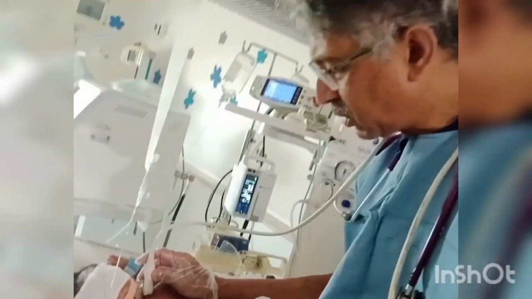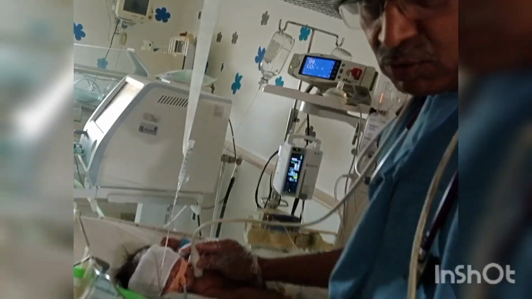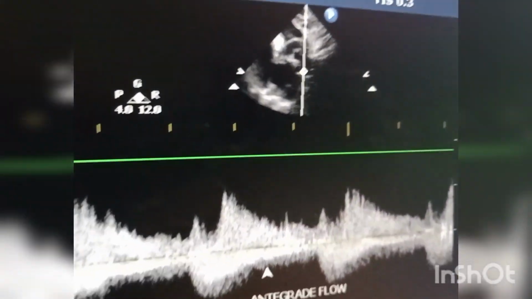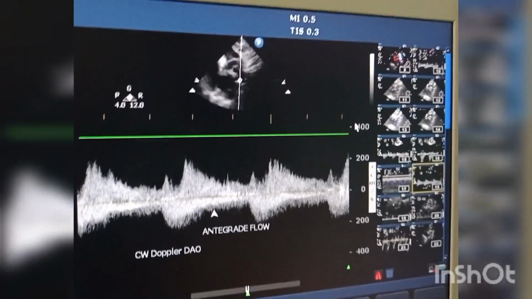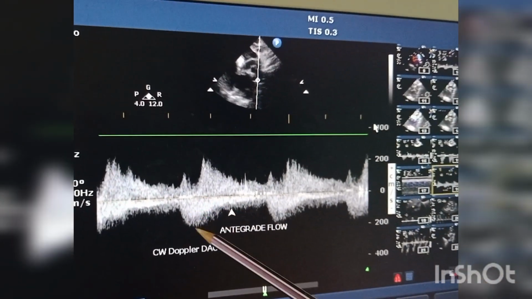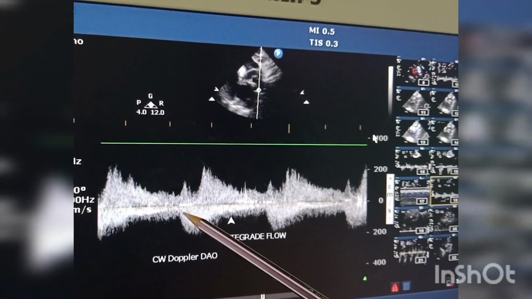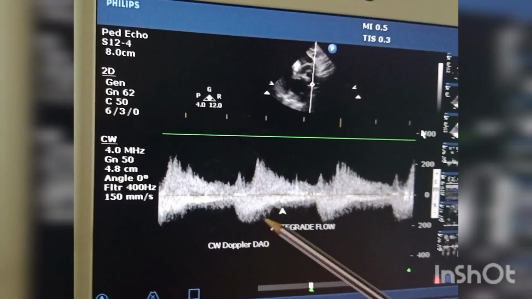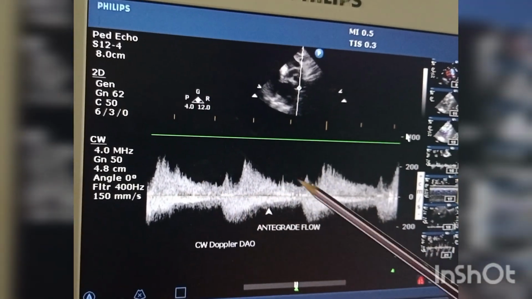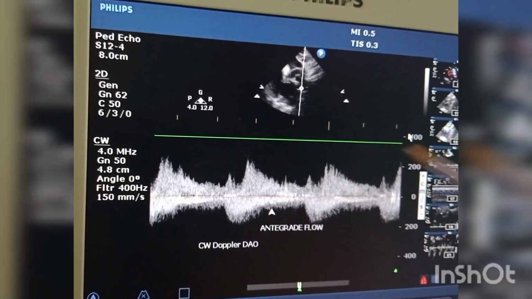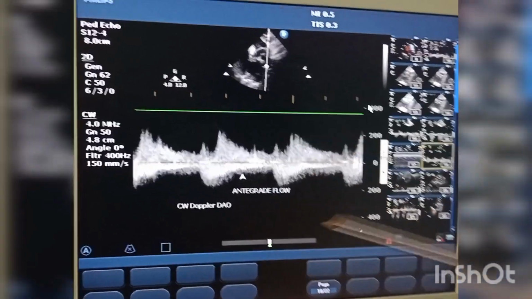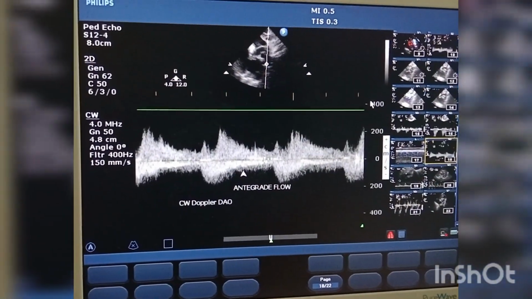Now again, what I do is I go to the arch view. I open the arch. This is the descending aorta. Then I put a sample of continuous wave Doppler there. You can see the wave here. It's very important. If there is no stealing phenomenon because of ductus arteriosus, the wave goes like this, and it's antegrade flow. This is normal. Suppose the wave goes like this and then goes up above the baseline, when it becomes retrograde, then it indicates there is a stealing phenomenon. Here it clearly indicates that it is not showing any systemic hypoperfusion at this moment.